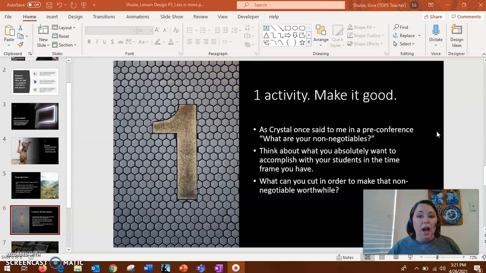Less is more. Think about what you absolutely have to accomplish with your students in the time frame that you have. And then go back and think, what can I cut in order to make that one non-negotiable really worthwhile for my students? Because I guarantee doing one thing and doing it really well with your students is going to make a much more lasting impact in terms of growth than doing a whole lot of different things and doing it poorly. Okay? And the time frame that we have is short with our students. So make sure that what they are doing in the classroom is really worthwhile.